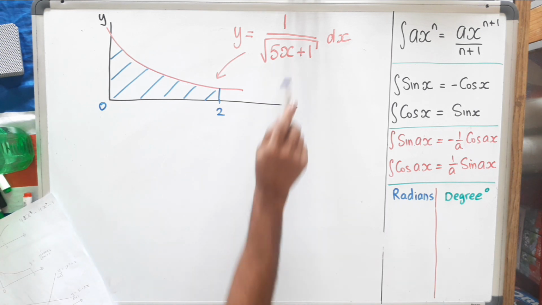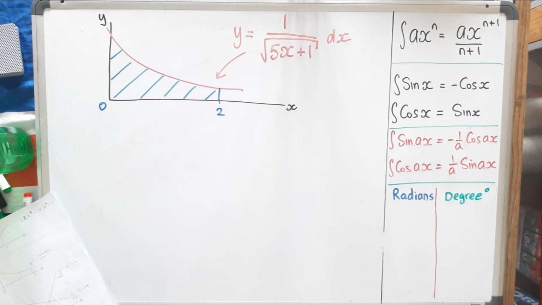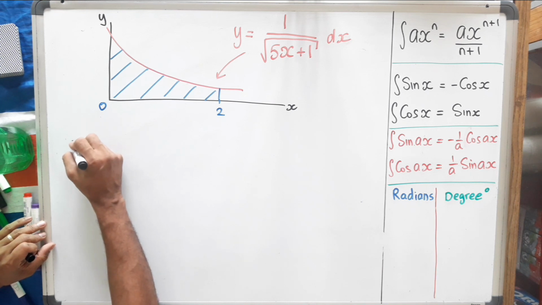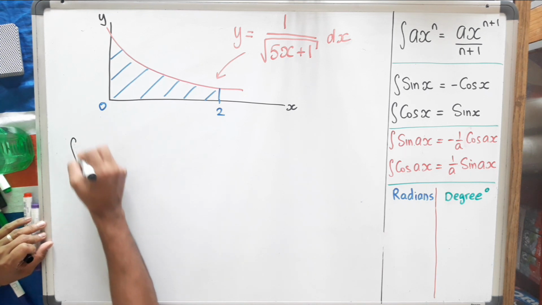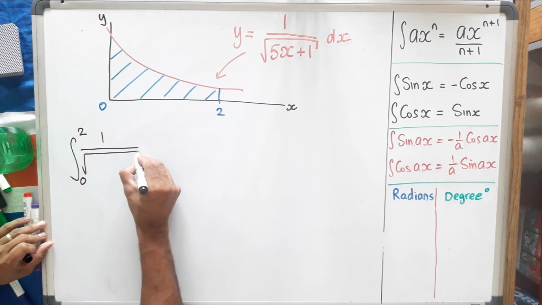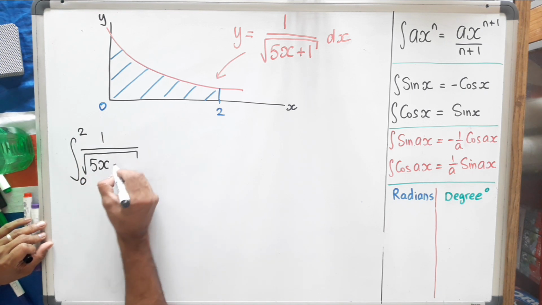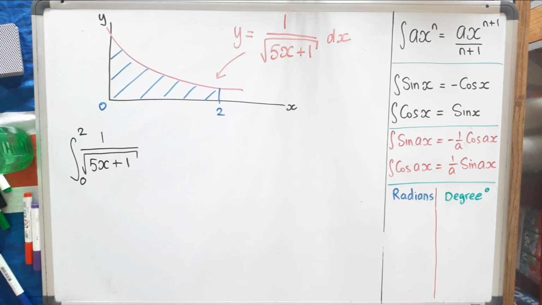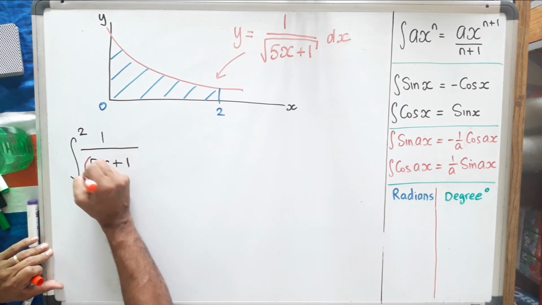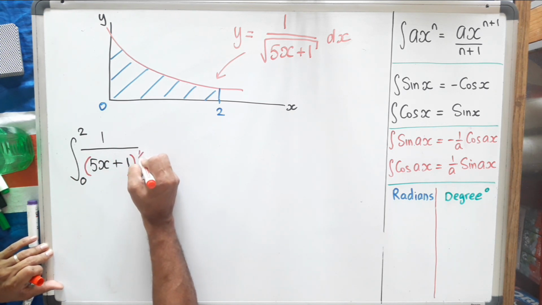So guess what? We have to integrate this. And when we integrate it, we're going to integrate between 0 and 2. So let's try it here. We're going to integrate between 0 and 2 and 1 divided by square root of 5x plus 1. First of all, that square root is going to cause problems. But we know that square root is the same thing as to the power half. So we put this whole thing in brackets and put to the power half.